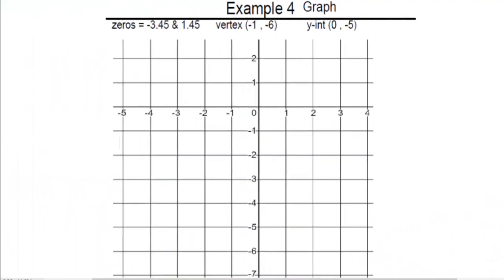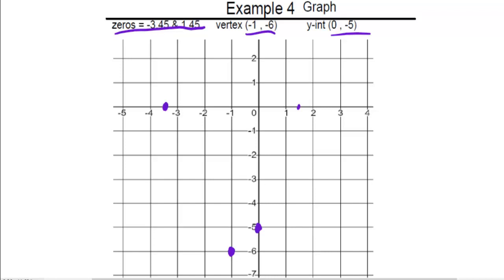Okay, so let's put the vertex in there at -1, -6, which is right here. The y-intercept was -5. And then the two zeros were -3.45, so -3.45, I'm going to estimate it to be right about here. And the positive 1.45, I'm going to estimate it to be right about there.